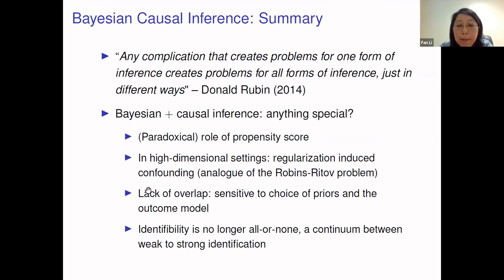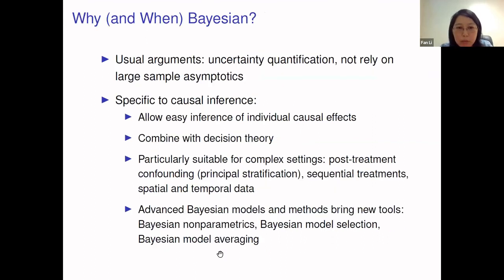The lack of overlap in the Bayesian approach to causal inference means that the result will be sensitive to the choice of priors and also the outcome model. And the last point, I don't have time to talk about, so I will skip that. So now the question is, when and why to use Bayesian?